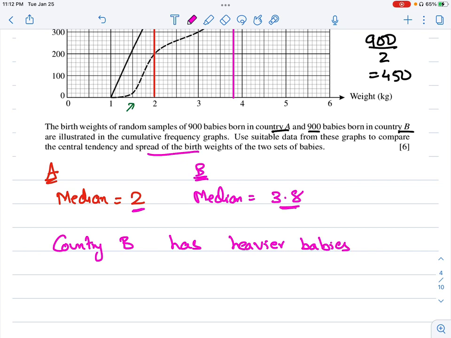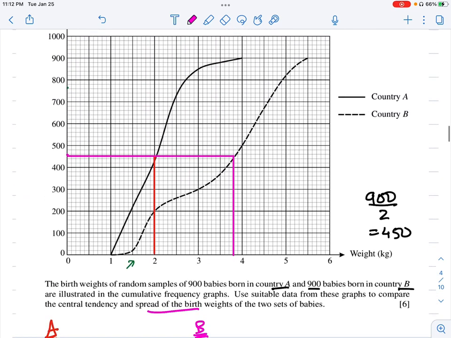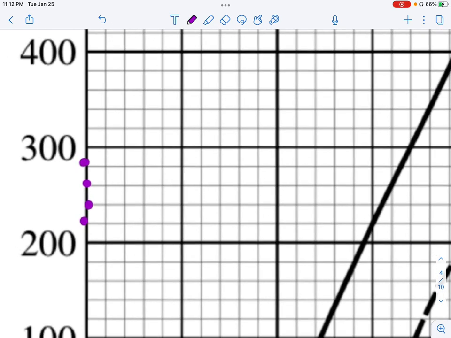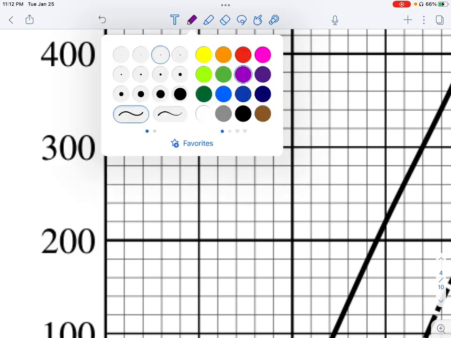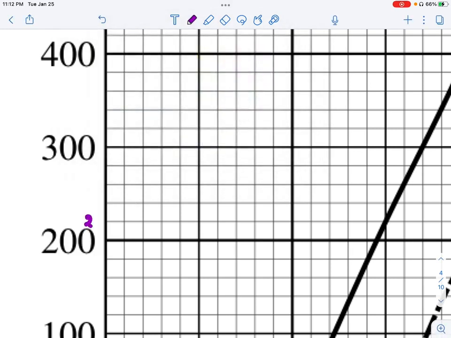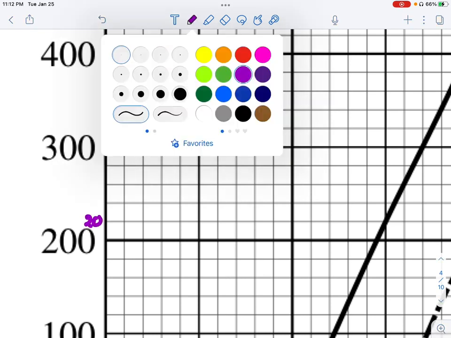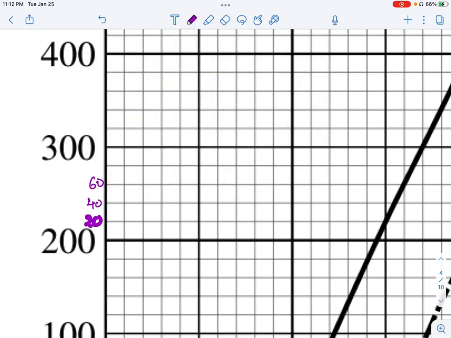Now calculate the spread. For calculating the spread, we have to calculate Q1 and Q3. First Q1. Q1 is 900 divided by 4, which is 225. From 225, I am going to draw the line. When you zoom in, you can see that each line indicates 20: 20, 40, 60, 80, and 300. So one line is 20 units.